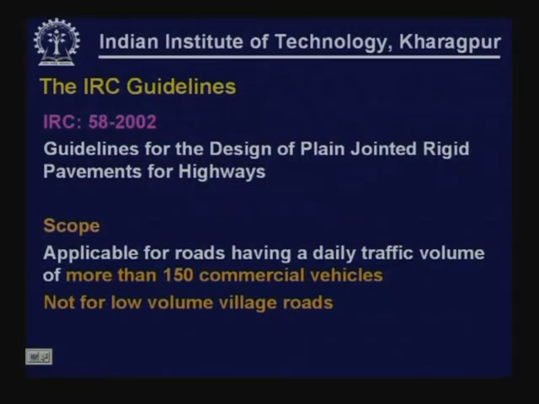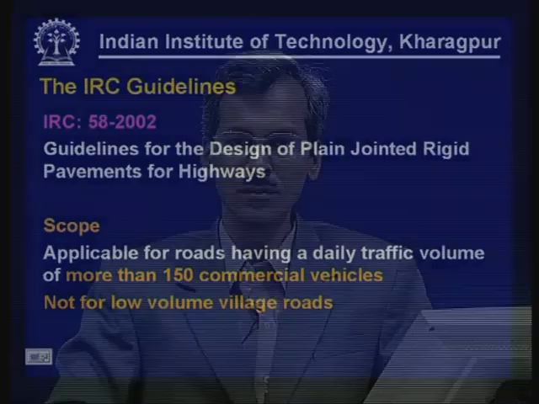The IRC guidelines are in IRC 58, in its 2002 version. It is titled Guidelines for the Design of Plain Jointed Rigid Pavements for Highways. We know that there are different types of pavements: concrete pavements, jointed pavements, and continuous pavements without any joints; you can even have pre-stressed concrete. So various types of concrete pavements can be there, but these guidelines cover plain cement concrete and jointed slabs, not reinforced concrete or pre-stressed concrete.